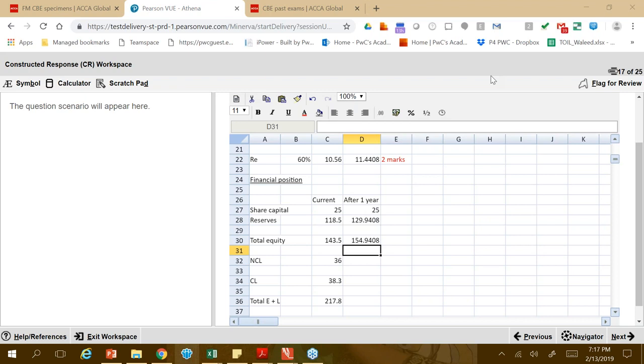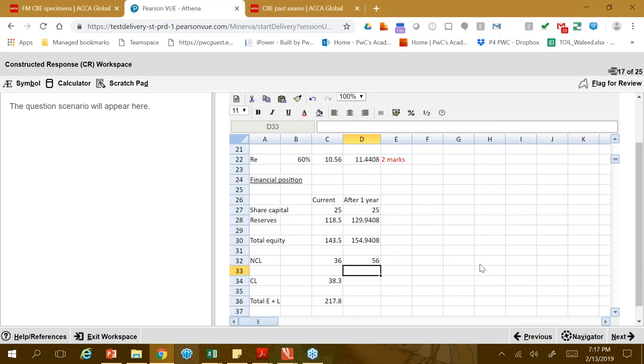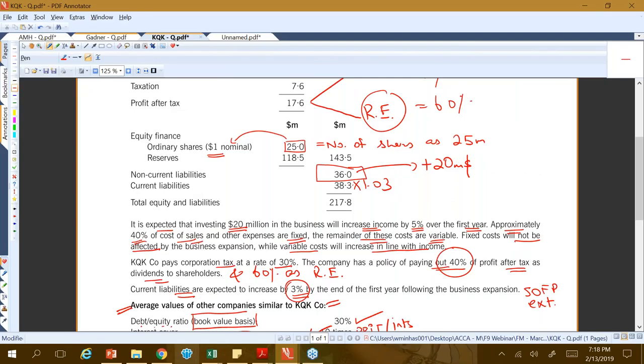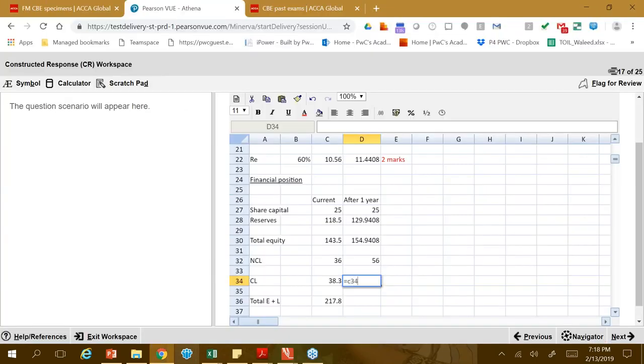Yes, okay. Then the non-current liabilities. The 20 million will be added here. So we'll take the C32 and add the 20 million onto it. That takes us to 56. And there was information in the scenario telling us what will happen to the current liabilities. They will increase by 3%. So simply take the C34 and increase it by 3%.